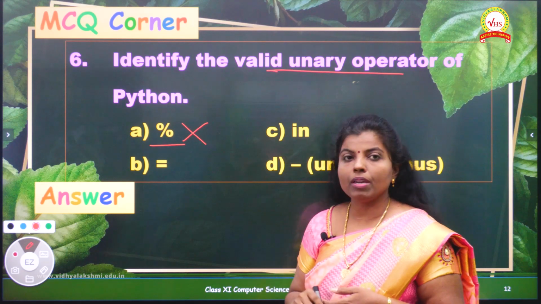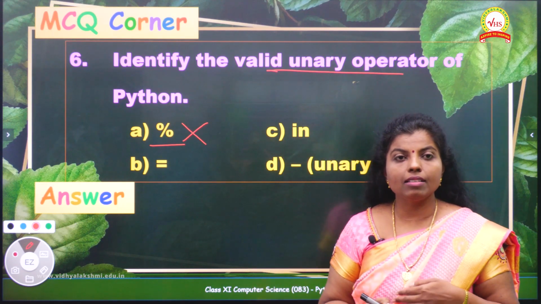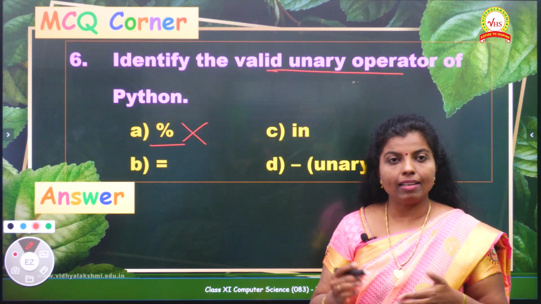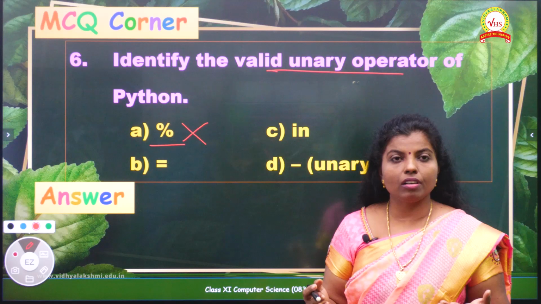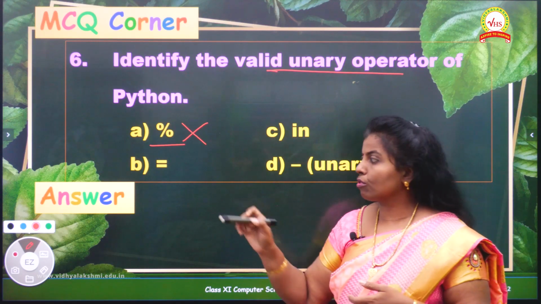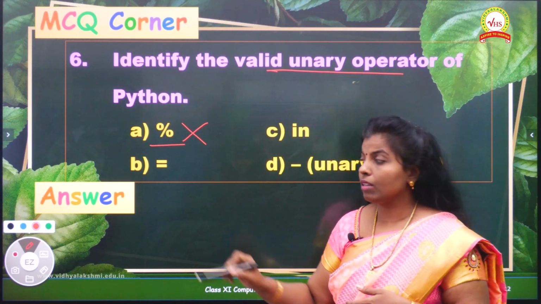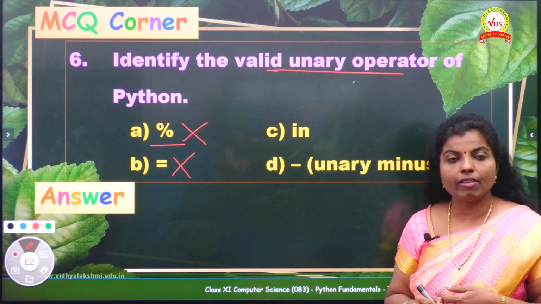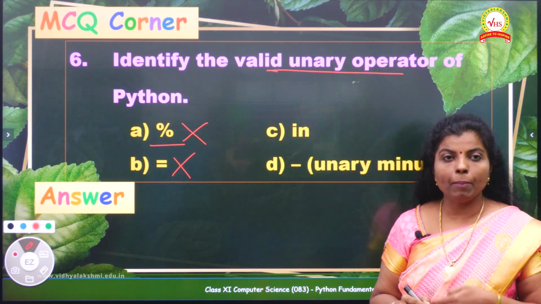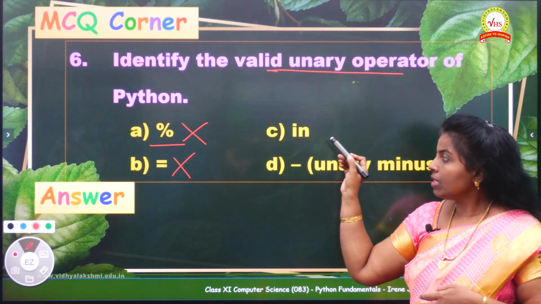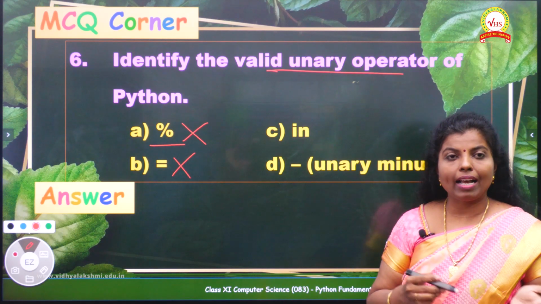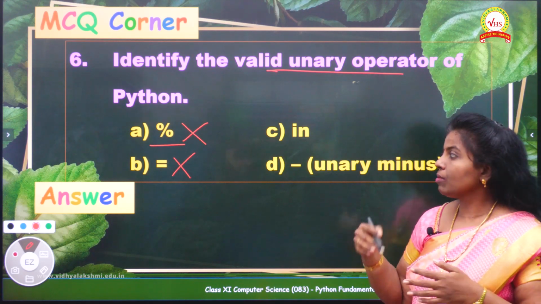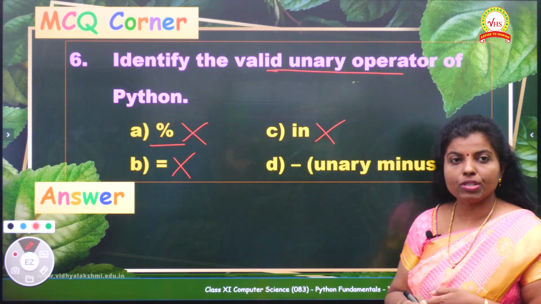And if you see option B, the equal to symbol is given. This is an assignment operator. The assignment operator also, before and after the assignment operator, it requires two operands to work upon. So this is also going to be the binary operator. So this is not the correct answer for us. And if you see option C, it is given as in. In is a membership operator. This membership operator also, before and after the membership operator, it requires two operands to operate upon. That's why this is not going to be the correct option for us.